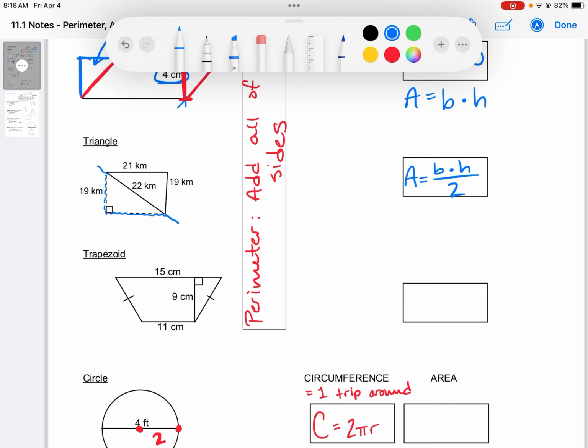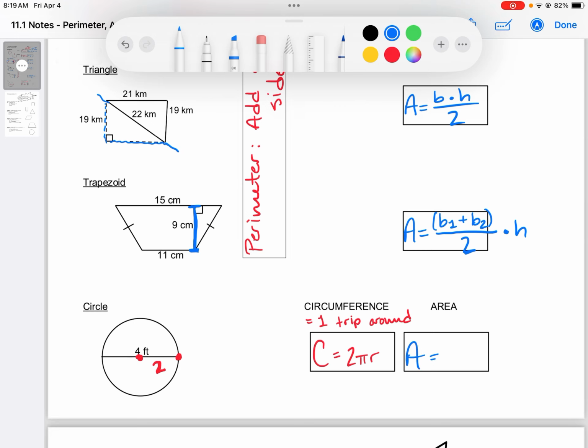And then our last one is a trapezoid. And for a trapezoid, this one is a similar formula, but you're gonna actually use the sum of base 1 plus base 2. You're gonna divide that by 2 and then multiply that by the height. So again, the height would be this number, like how high is the shape at its tallest point.